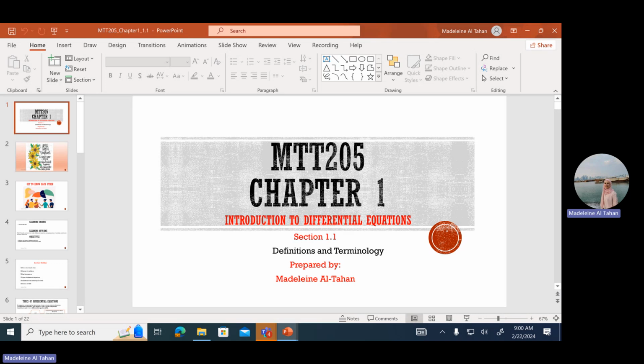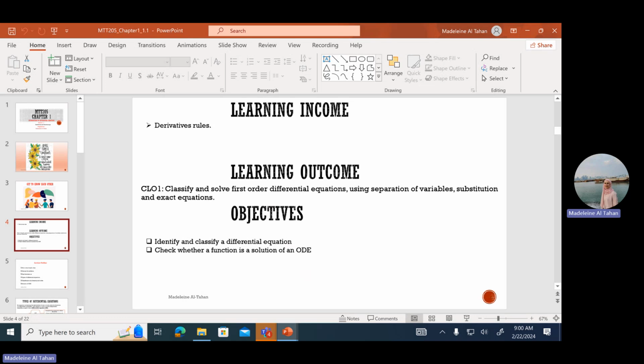So today we start with chapter 1. What we need to understand in this chapter, or this lecture exactly, is some basics about derivatives. If you forget some, we will write it together. At the end of this chapter, we will be able to classify and solve first order differential equations using different methods. Our objectives for today are to identify and classify differential equations and check whether a certain function is a solution of an ODE. But before we dive deeper, what do you expect?